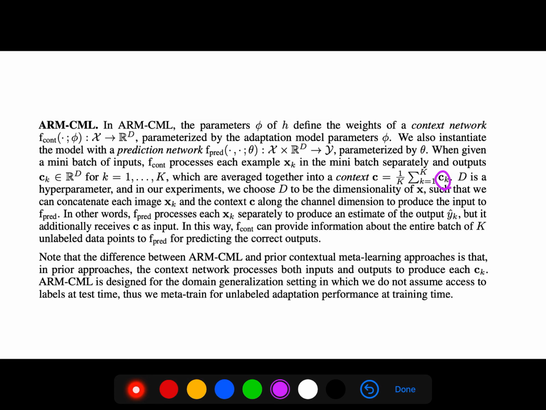So F of prediction processes each x separately to produce an estimate of the output, but it additionally receives C as input. In this way, the context network can provide information about the entire batch of K unlabeled data points to F of prediction for predicting the correct outputs.